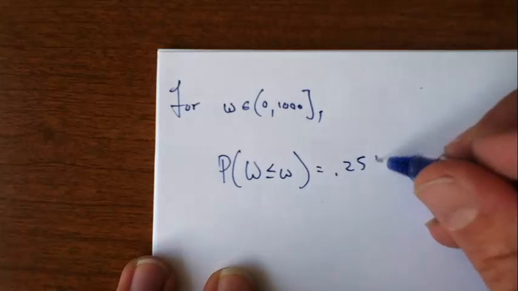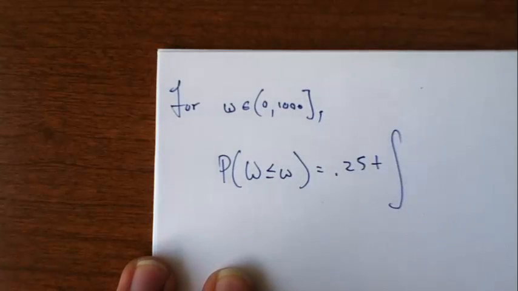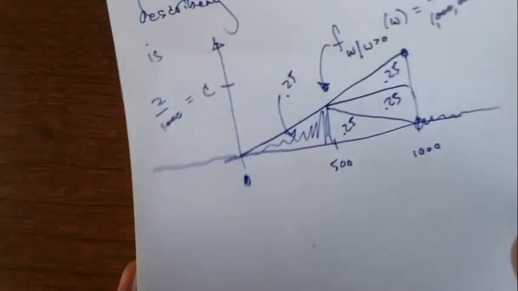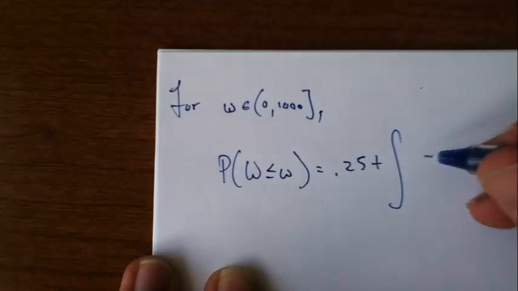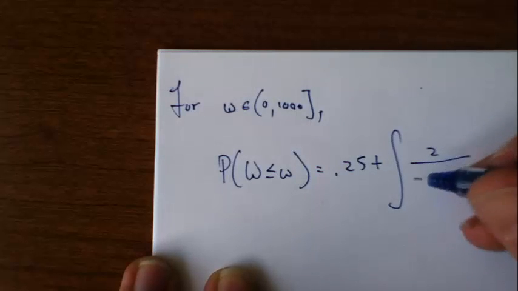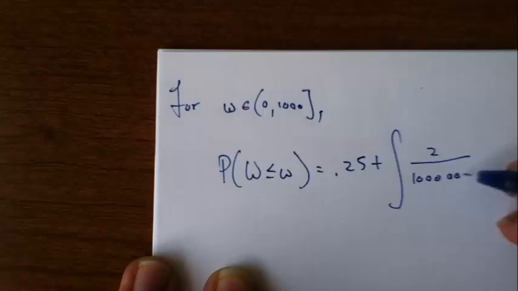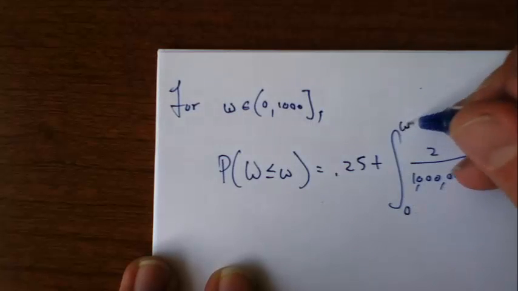And now I want to add to it this integral. I sort of need to integrate the density function. So what's the density function that I need to integrate there? Well, it looks a lot like the one that I got: 2 over a million times W dW from 0 to W.